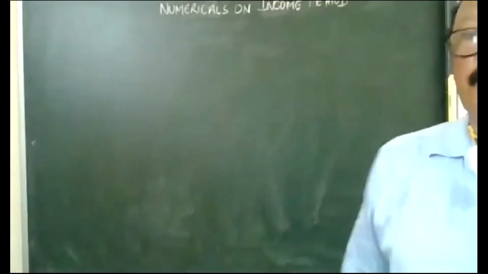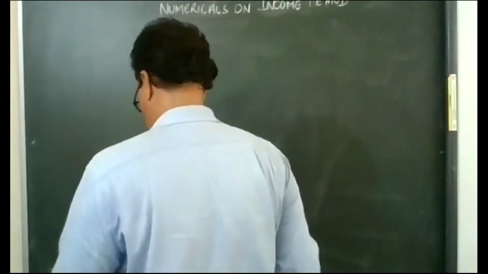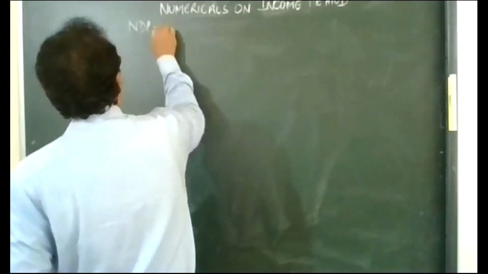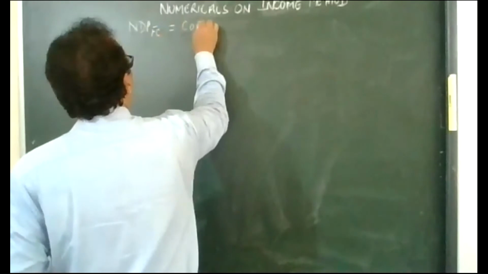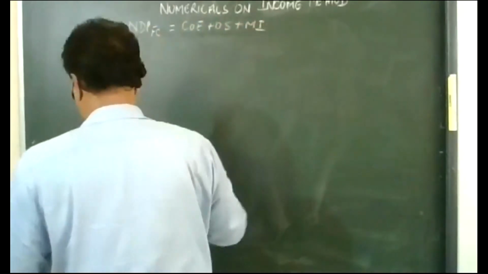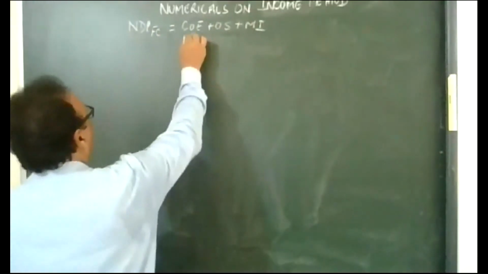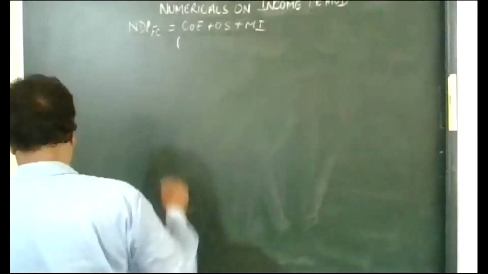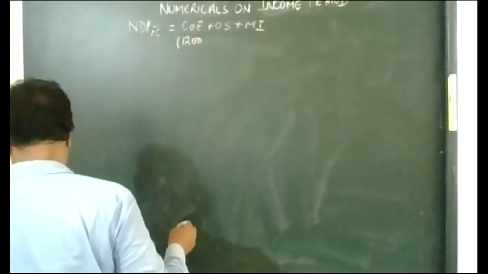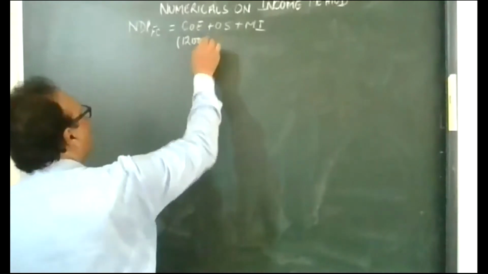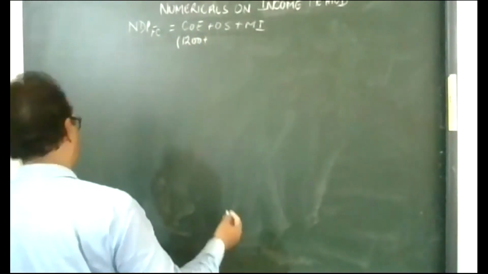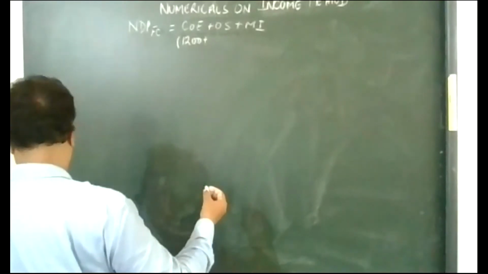Yes. So the first thing we do, like I said, NDP at factor cost, COE plus OS plus MI. In this case, under COE, wages is 1200 plus employer's contribution. How much is the employer's contribution? 150.